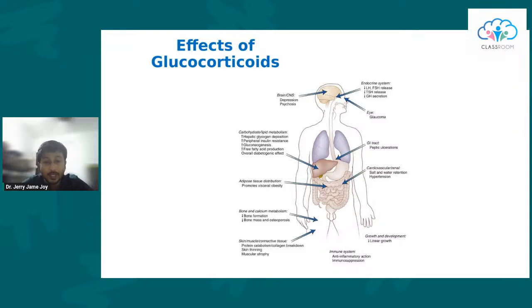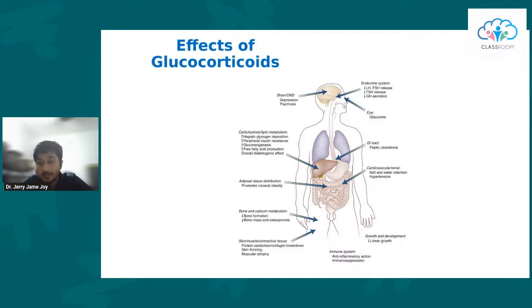And coming to bone and calcium metabolism, it decreases bone formation by decreasing the activity of osteoblasts, and it can cause decrease in bone mass and osteoporosis. One of the dreaded complications is osteonecrosis, avascular osteonecrosis, with steroid therapy. Now, the action on skin, muscular and connective tissue is that it promotes catabolism and collagen breakdown, and it can cause skin thinning and muscular atrophy. In the GI tract, it can cause peptic ulcerations. In the eye, it can cause glaucoma, and there is also increased risk of cataract formation.